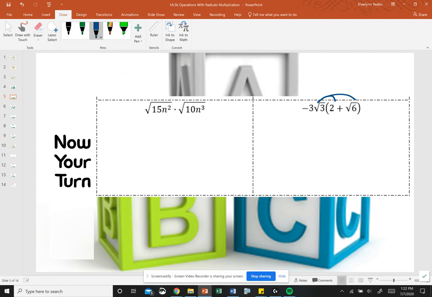Just distribute. Distribute, then simplify. You got this.